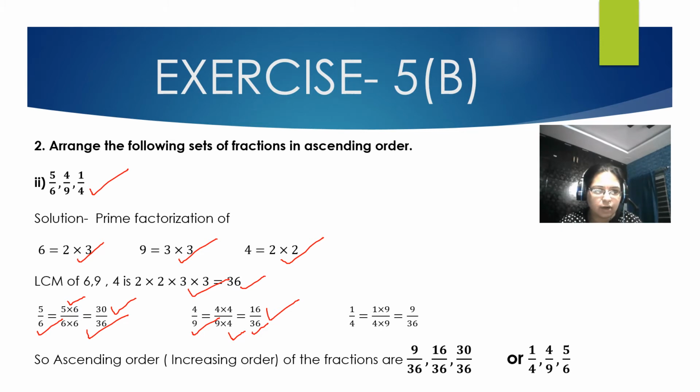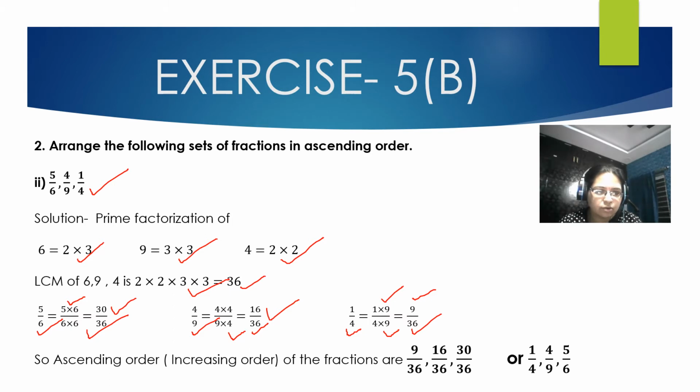Now we have to convert 1 divided by 4 into equivalent fraction, that is equating to the LCM, that is 36. We know denominator 4 multiplied with 9 is 36. So we have to multiply the same number 9 with numerator and denominator. So multiplying numerator 1 with 9 we get 9, and multiplying denominator 4 with 9 we get 36. So we get 1 divided by 4 equal to 9 divided by 36, and 1 divided by 4 and 9 divided by 36 are equivalent fractions.